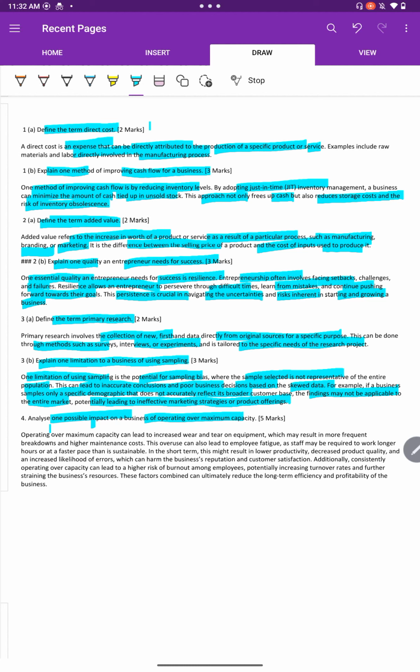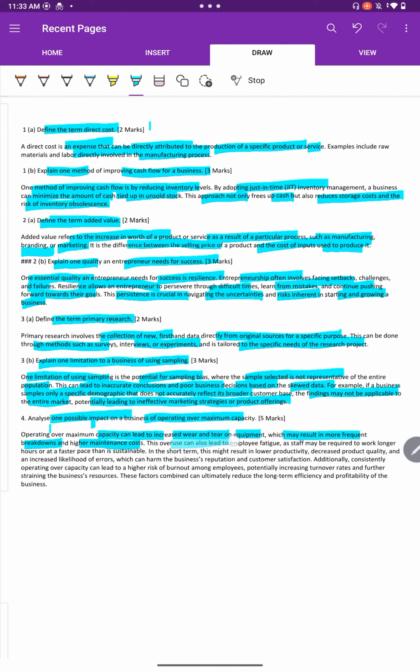So operating over maximum capacity can lead to increased wear and tear on equipment, which may result in more frequent breakdowns and higher maintenance cost. Of course, if you are using your machinery more than its capacity, it means that you are running your machinery for a longer period of time. So it may result in breakdown, and it would be giving you very higher maintenance cost.